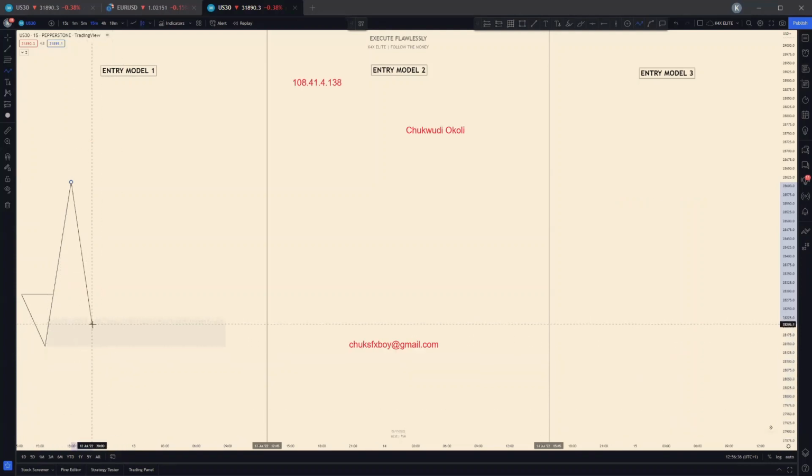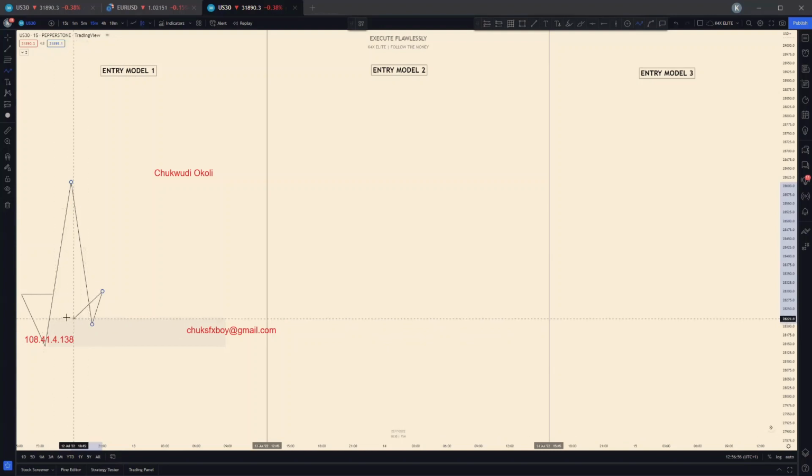So price has to mitigate this POI, and then we jump onto the 5-minute time frame. All this time price is coming down, there's no purpose to even look at the chart. There's no purpose to even be on charts or looking at the 1-minute time frame, looking at the 15 seconds, coming down, like taking 10 years. There's no purpose, right?